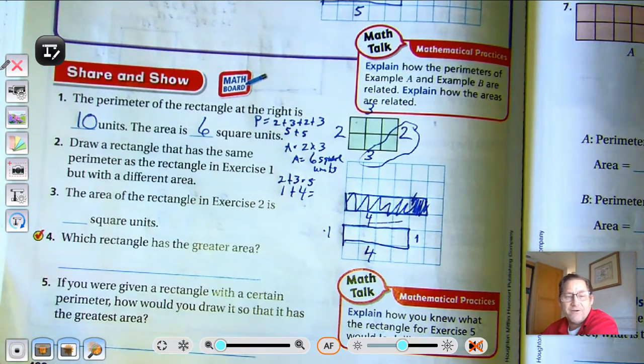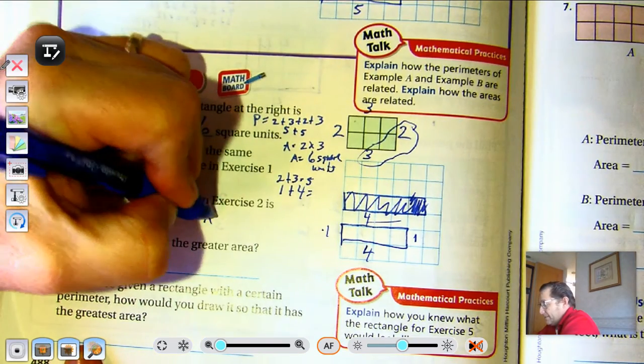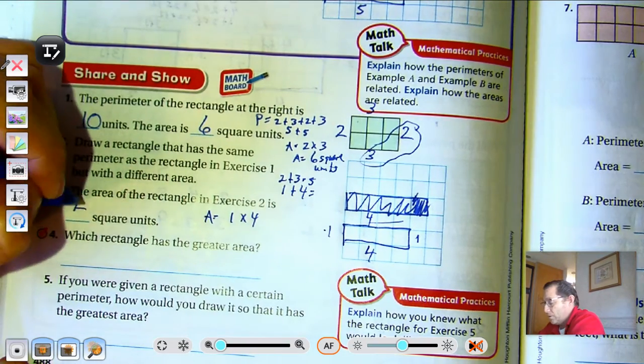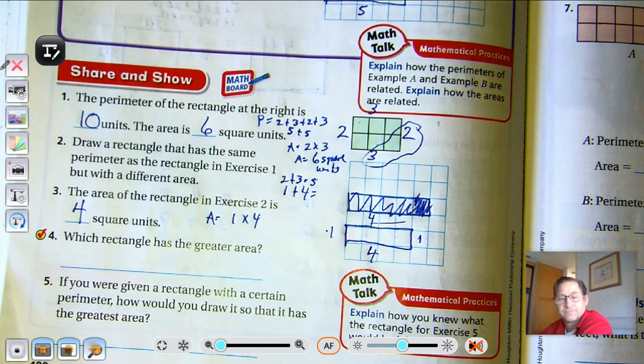So what's the area of exercise 2? The area is 1 times 4. So the area is 4 square units. Which rectangle has the greater area? Exercise 1's rectangle.